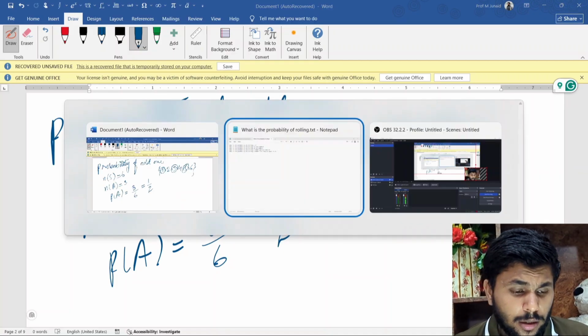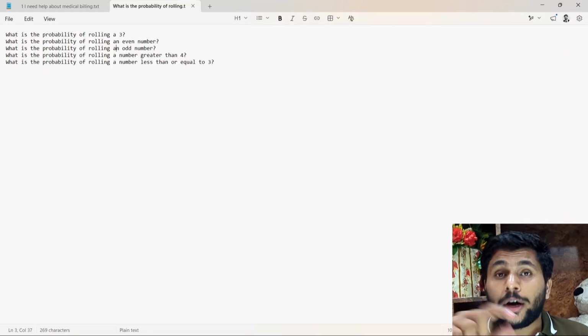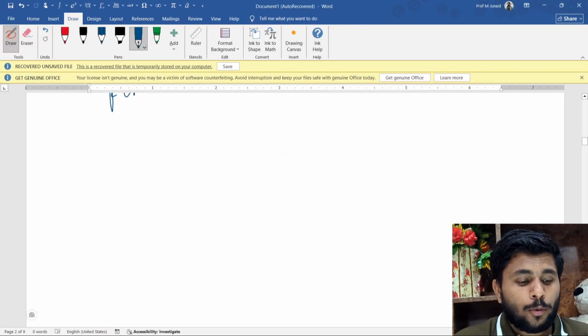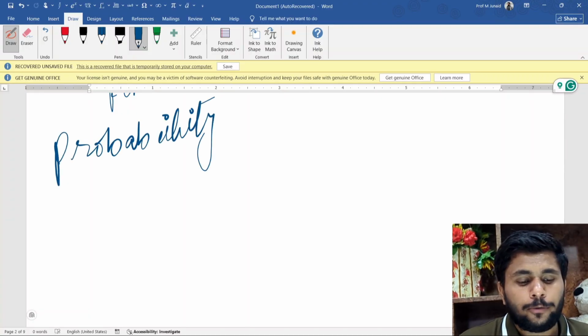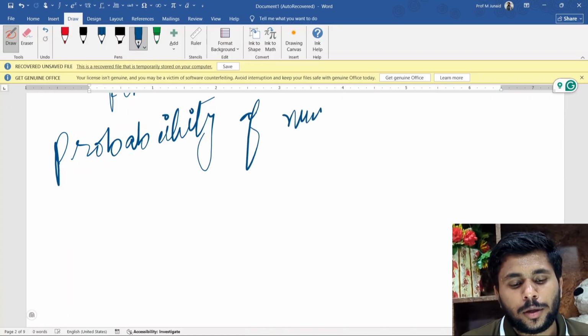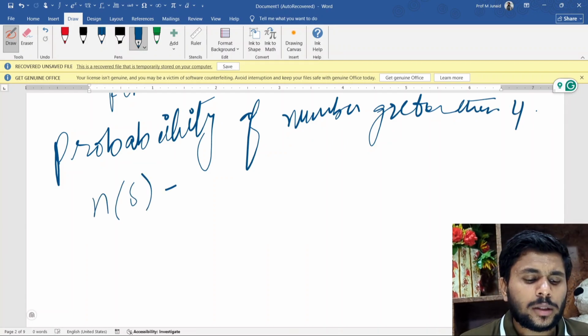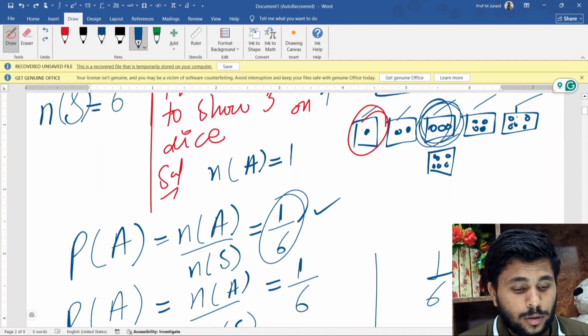And the last one is, what is the probability of rolling a number greater than 4, which is quite an interesting question. Probability of a number greater than 4. So n of S will be the same for all the questions. n of S equals 6.